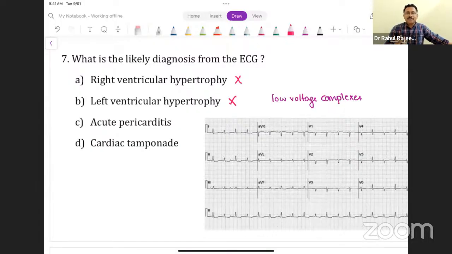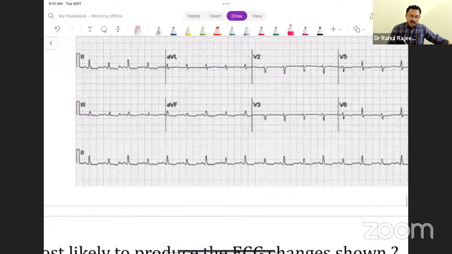So the time taken for the depolarization will be more, and you will get high voltage complexes. Okay, so here you have got low voltage complexes. I can already eliminate them. Now, if I look at lead 2, long lead 2, the rhythm strip, I can also notice that in addition to the overall low voltage, I can also observe a pattern here.